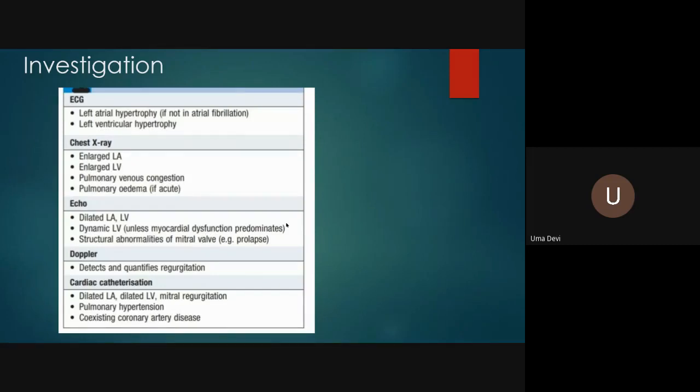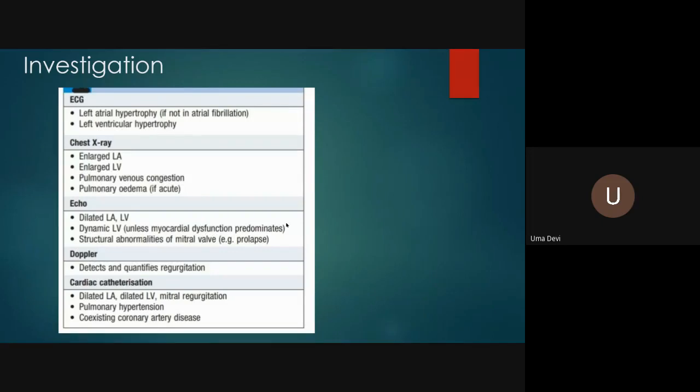When you see the chest X-ray, you'll have an enlarged LA and enlarged LV. Then there is pulmonary venous congestion and pulmonary edema if it is acute. So what is the X-ray feature of pulmonary edema? Bat wing appearance. Very good. So bat wing appearance. Other X-ray findings, I think it's a separate class in itself to be discussed.